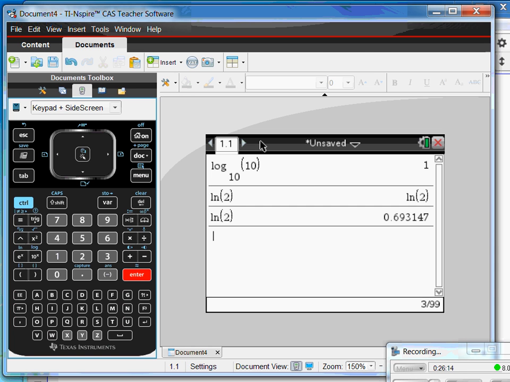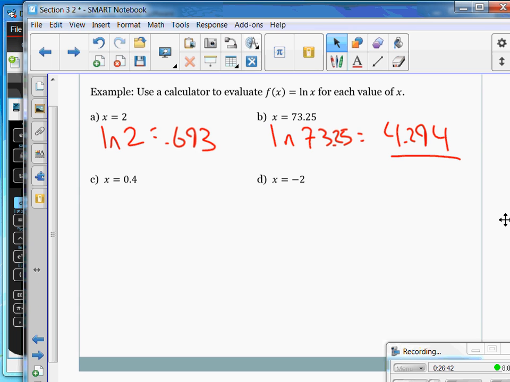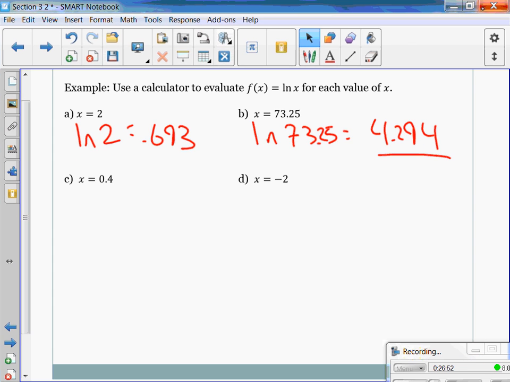Natural log of 73.25, maybe? 4.294, yes. What type of number are we going to get for C? Negative. And what do we get, actually? As Alex said, since it's 0.4, we know we're in between 0 and 1, which is below the x-axis. Negative 0.916.